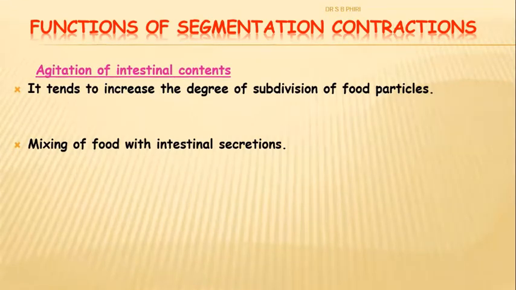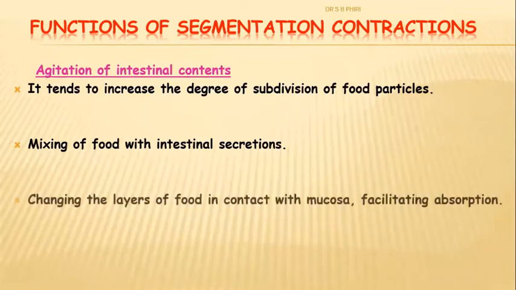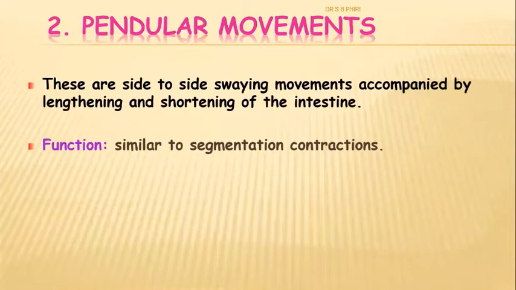So the mixing of chyme with intestinal secretions. So mixing contractions. Then changing the layers of food in contact with the mucosa, facilitating absorption. So as you are having these segmental contractions, you are also changing the layers of the chyme in contact with the mucosa. That is going to facilitate absorption. So we are done with segmental contractions. We move on to pendular movements.